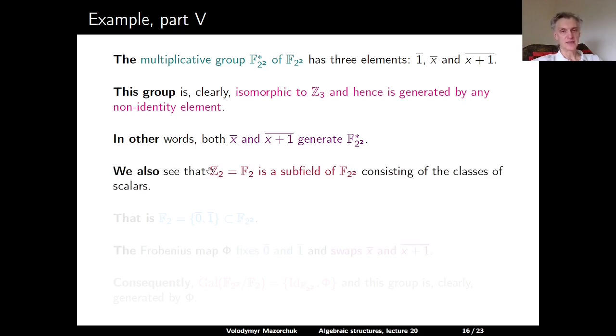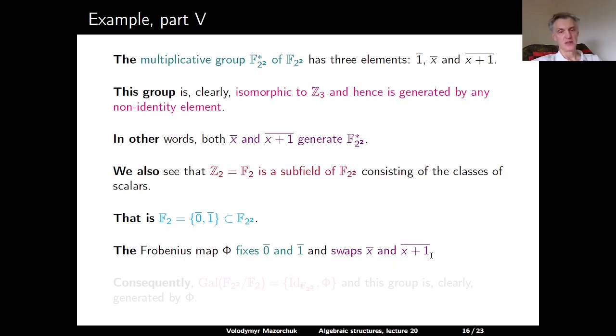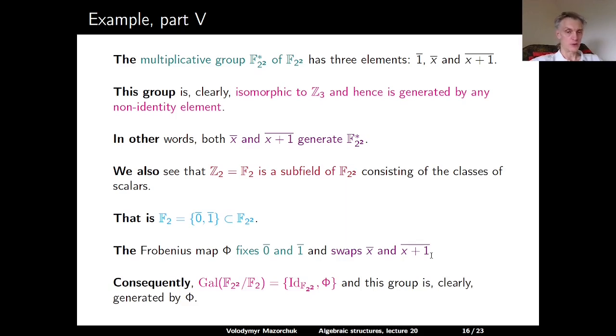We also see that Z2 is a subfield of our field with 4 elements when we look at Z2 as the classes of the scalar polynomials. So F2 consists of the classes of 0 and 1. The Frobenius map phi, of course, fixes 0 and 1 and swaps x and x plus 1. So the Galois group of F4 over F2 consists of the identity and of the Frobenius map phi. So that's a cyclic group of order 2 generated by phi.